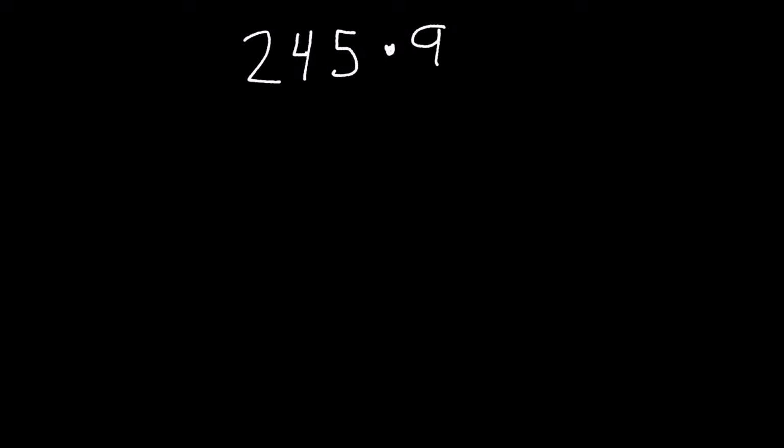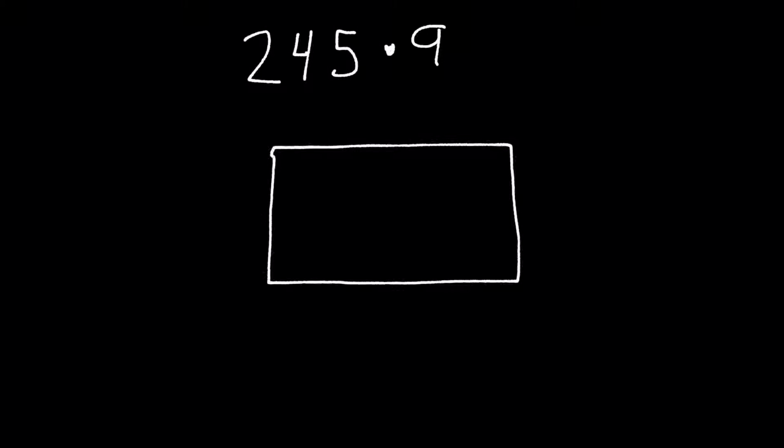For this next example, we're going to go even bigger. Now we're going to try to multiply 245 times 9 using lattice as well. So just like last time, start off by drawing your rectangle. And we are going to put our top number. I'm using the bigger number. It really doesn't matter, but I think it works easier this way. Take the bigger number, put that on top. So I'm going to put 245 up top. I'm going to put the 9 on the right side.